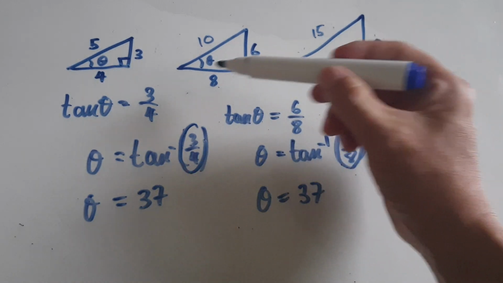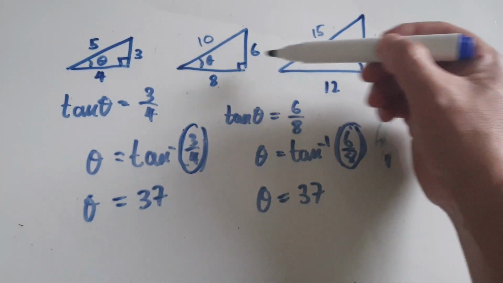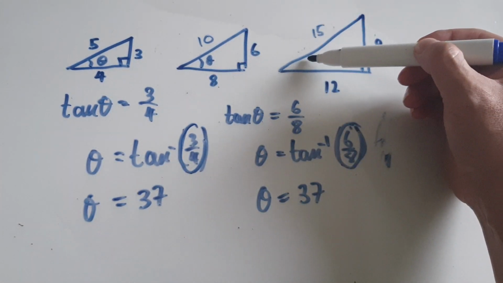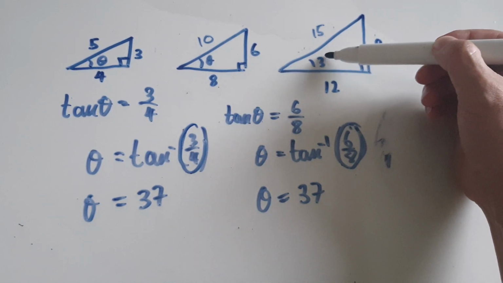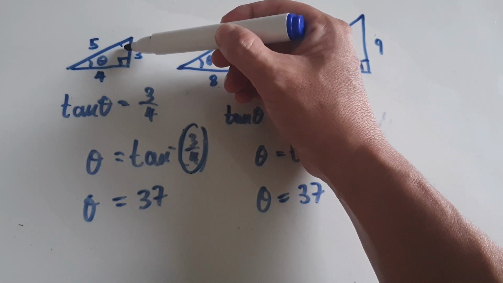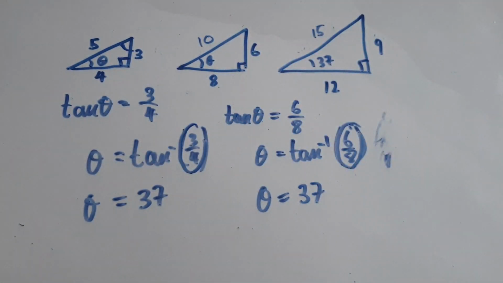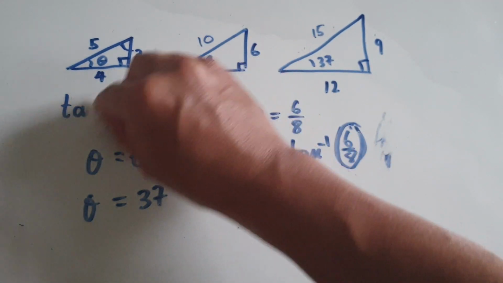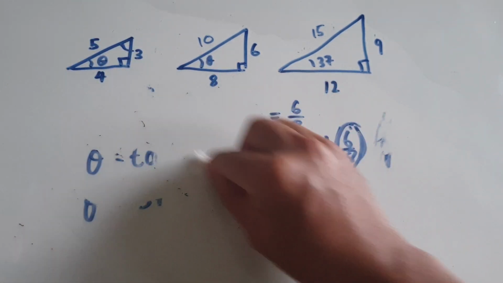The point is that when you enlarge the length and the height, the angle stays the same. This for sure would be 37 as well. And you can use the same argument for this angle. So you can use the same argument for that angle. Hang on, let me clean this up.